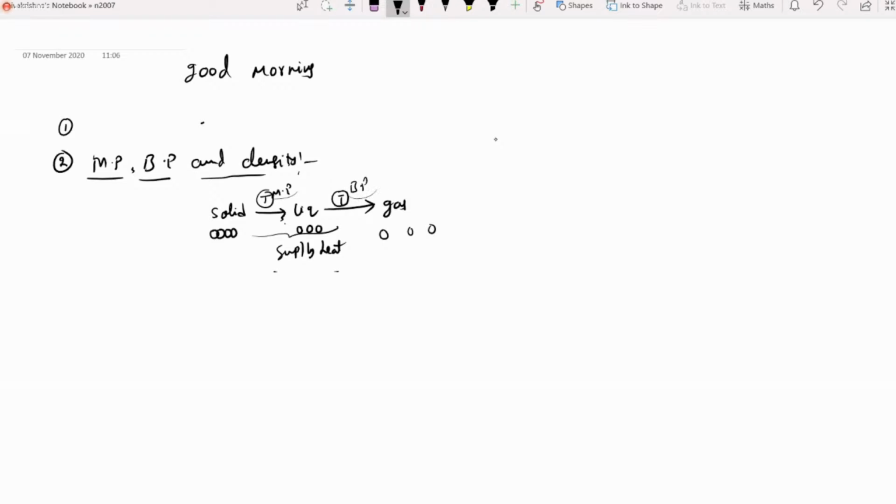So melting point and boiling point is nothing but the temperature at which a solid becomes liquid and a liquid becomes gas. Is it correct or not? That means melting point and boiling point indirectly depend upon their attraction.